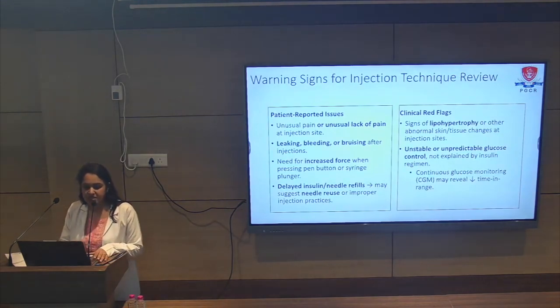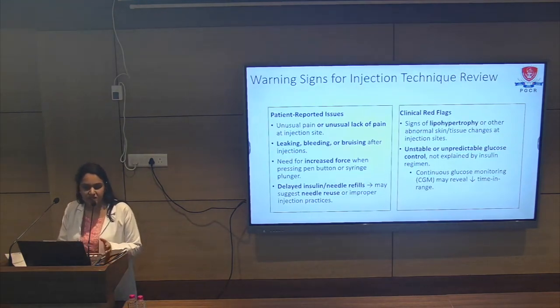Now, the warning signs for injection technique review: we need to review if the patient reports unusual pain or unusual lack of pain at the injection site, leaking, bleeding or bruising after injections, or need for increased force when pressing the pen button or syringe plunger. Delayed insulin or needle refills may suggest needle reuse or improper injection technique. The clinical red flags are signs of lipohypertrophy or other abnormal skin or tissue changes, and unstable or unpredictable glucose control.